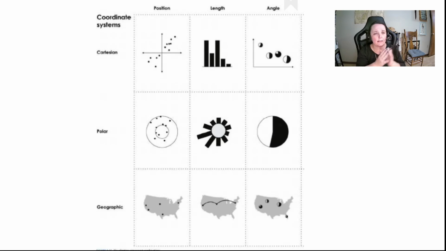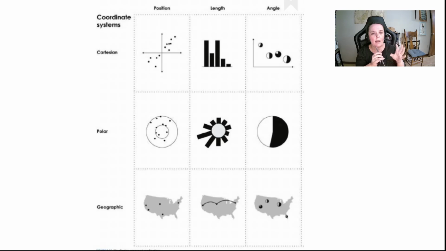So now, real quickly, you can put together some of these variables that we have been talking about to create different types of graphs and charts or different types of maps, right? In this example here, we've got 3 different types of coordinate systems and then 3 different ways of showing your variables, 3 different visual cues, right? So you've got a Cartesian coordinate system, and from that you can make a scatter plot. If you're using position, you can use length and make a bar chart. You can use angle and make some kind of pie chart, right?